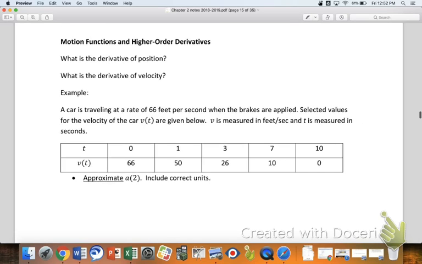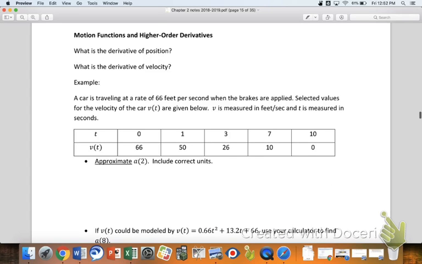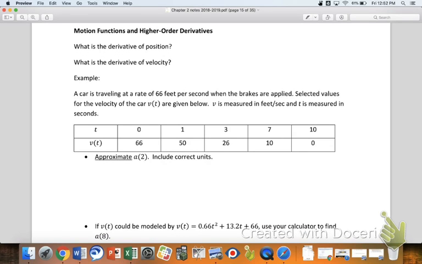Okay, so motion functions and higher order derivatives. We have talked about motion functions. We did a little bit last time. We started off today's class with this. We'll finish with this. So let's remember the first question. We already talked about this at the start. What is the derivative of a position function? It is a velocity function. That's what we did with the guy diving off the diving board.